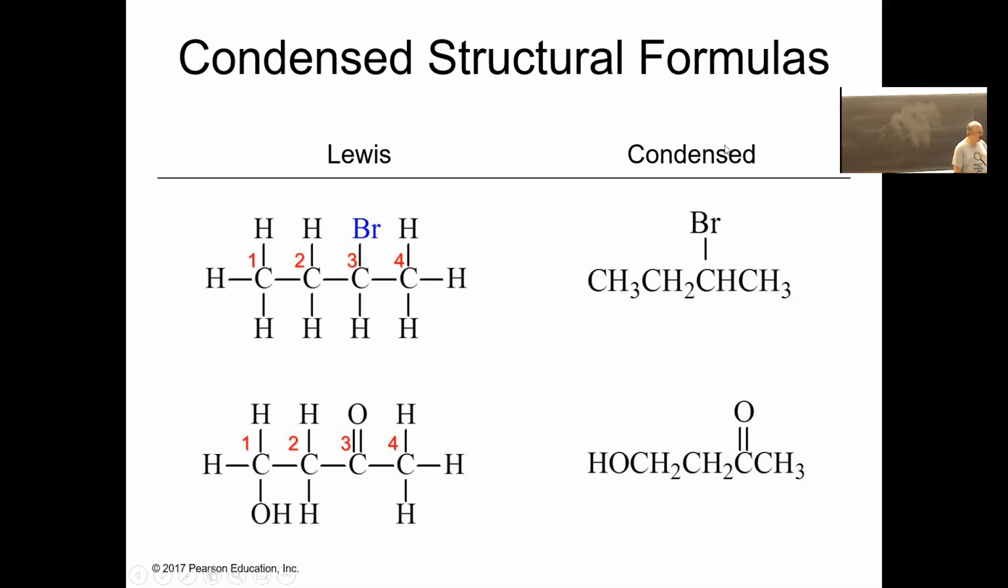Here is the full Lewis structure. Sometimes the lone pairs on certain atoms are implied, so bromine would have 3 lone pairs. This is the condensed formula. Even though the hydrogens are not between the carbons, that's understood. Here's another example of Lewis structure versus a condensed formula.